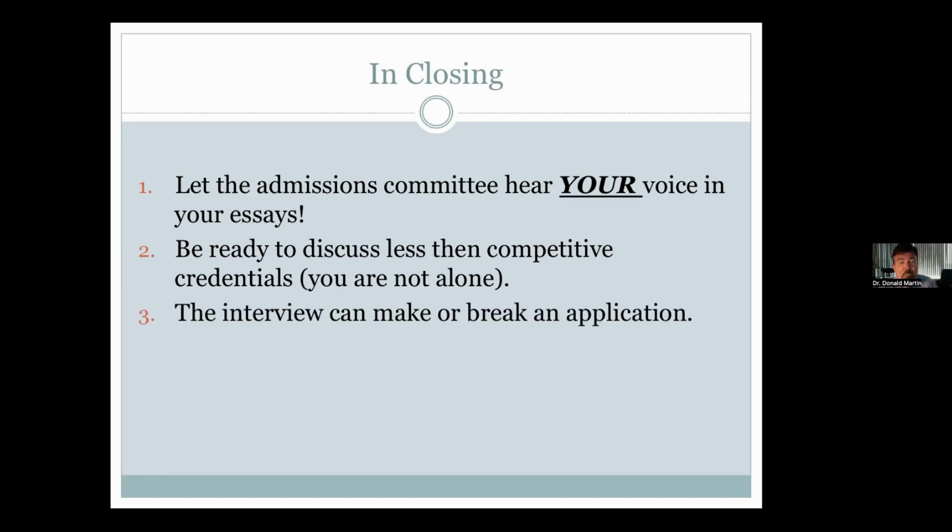Number 3, remember the interview is so critical. It can make or break your application. How you come across, confidently but not arrogantly, good eye contact, answering questions but not rambling, being prepared, dressing appropriately, saying thank you. This can make a difference. And lastly, being waitlisted or denied is not the end. It's not what you may have wanted initially, but it is not the end.